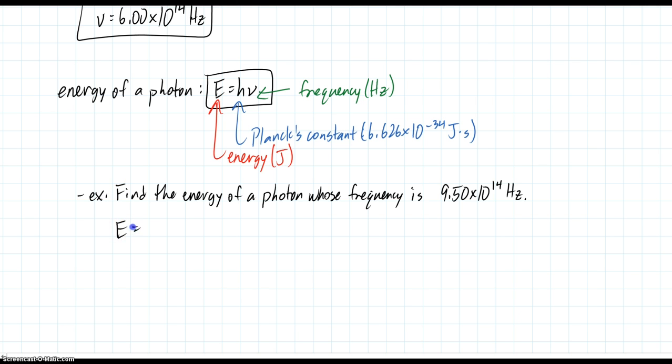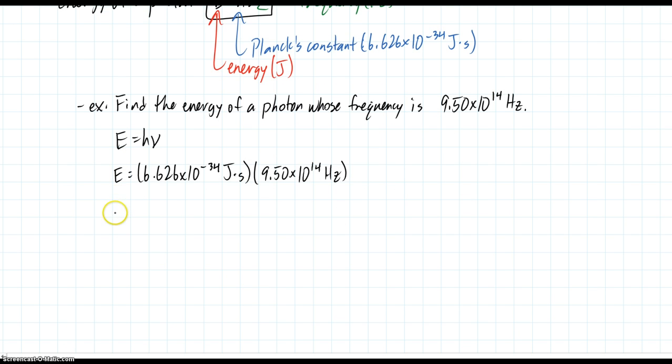We start with E equals H times nu. Planck's constant is given to us, 6.626 times 10 to the negative 34 joules times seconds. The frequency is in hertz, which is the unit that we want: 9.50 times 10 to the 14 hertz. And so to the proper number of sig figs, which is 3, when we plug this in, we get an energy of 6.29 times 10 to the negative 19 joules.